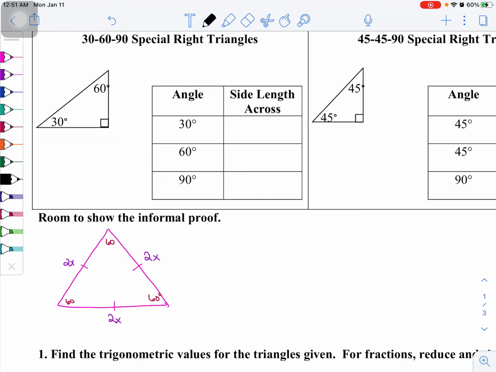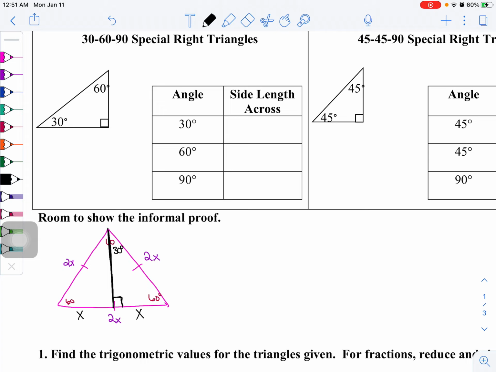What I'm going to do, though, is bisect it. I am going to draw in an altitude here. To draw in an altitude means that I am going to create a 90-degree angle right here. I am going to chop this triangle directly in half. So this base of 2x is actually going to become x and a separate x over here. And then if this is 60 and this is 90, what's left over for this angle up top is 30 degrees.